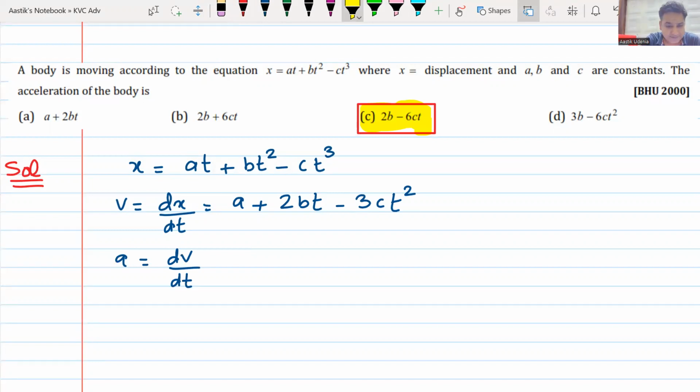Now, may I ask you, what type of acceleration is this? Is this a uniform acceleration or is this non-uniform acceleration? Yes, I wait for your answers. Tell me. The answer that we have got, is this uniform acceleration or is this non-uniform?